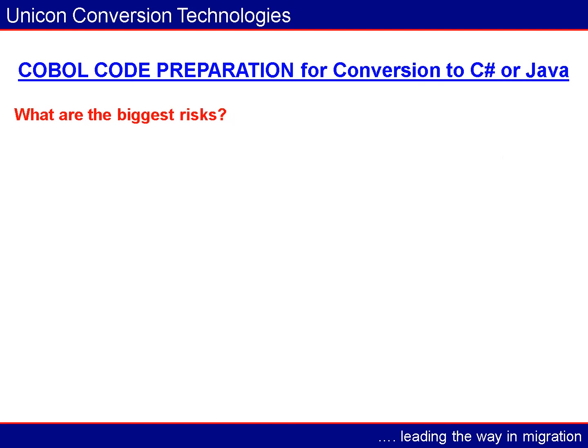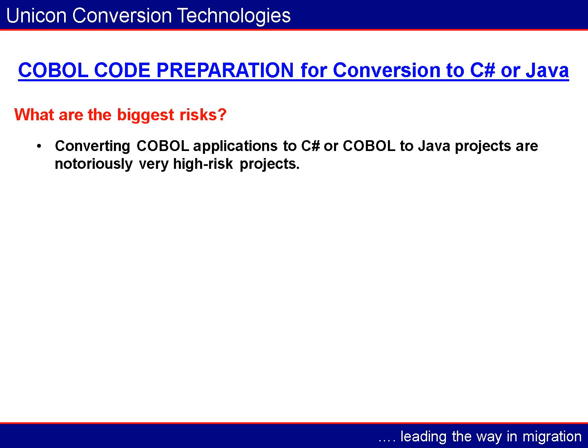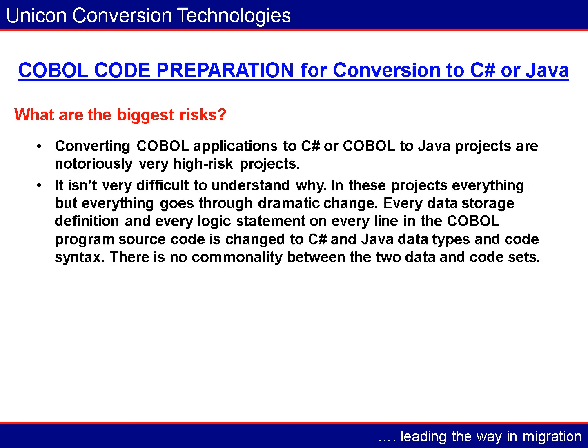What are the biggest risks? Converting COBOL applications to C# or Java are notoriously very high-risk projects. It isn't very difficult to understand why: in these projects, everything but everything goes through dramatic change. Every data storage definition and every logic statement on every line in the COBOL program source code is changed to C# and Java data types and code syntax. There is no commonality between the two data and code sets.